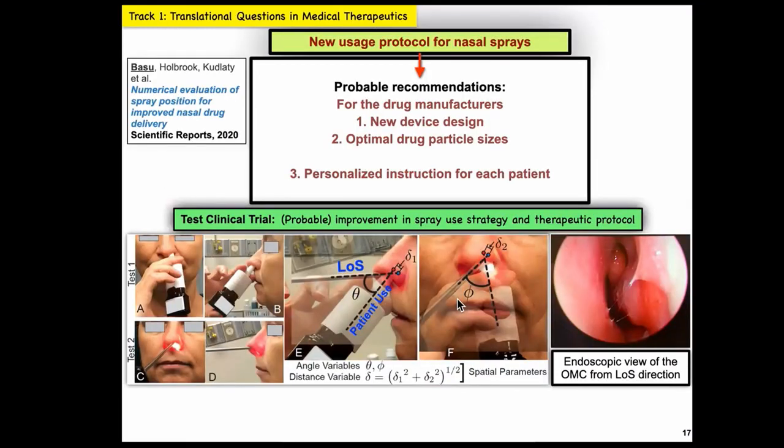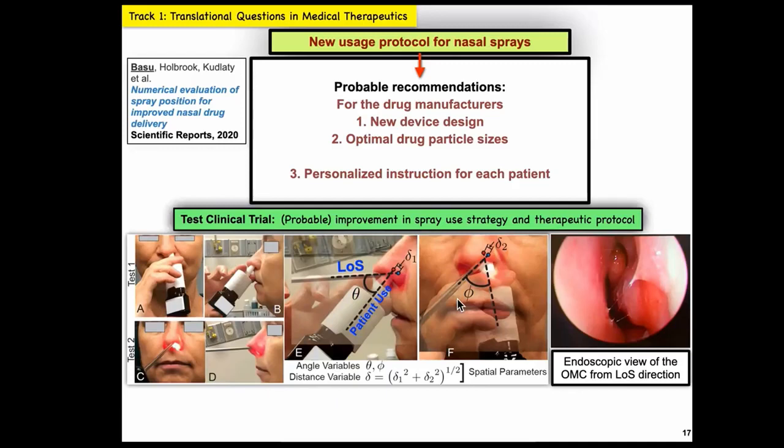So what is the general outcome? So we have proposed a different way to use the nasal spray, which can be replicated very easily because the clinicians can directly recommend to the patients right during the clinic visit that this is how you should hold the spray bottle inside your nose, and that would give you a better drug delivery, which might increase the targeted delivery by almost 8-folds. So that is great.